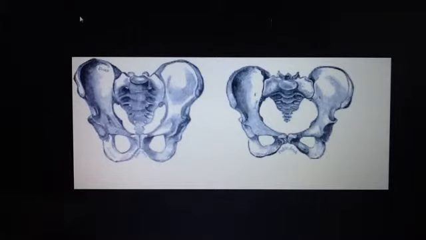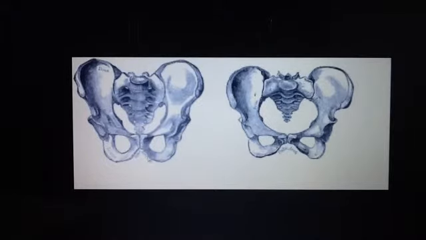Okay, first let's look at the male pelvis. So the male pelvis first is thicker and heavier, and the greater pelvis is deep. The lesser pelvis is narrow and deep, and the pelvic inlet is heart-shaped. You can see that. And the pelvic outlet is small, and the pubic arch is narrow.